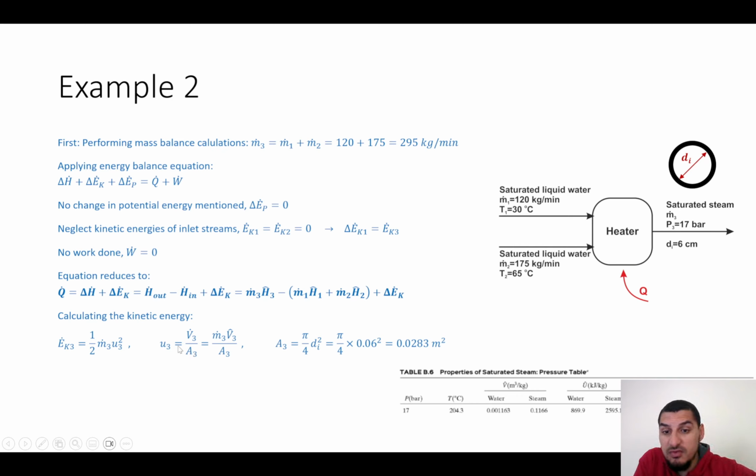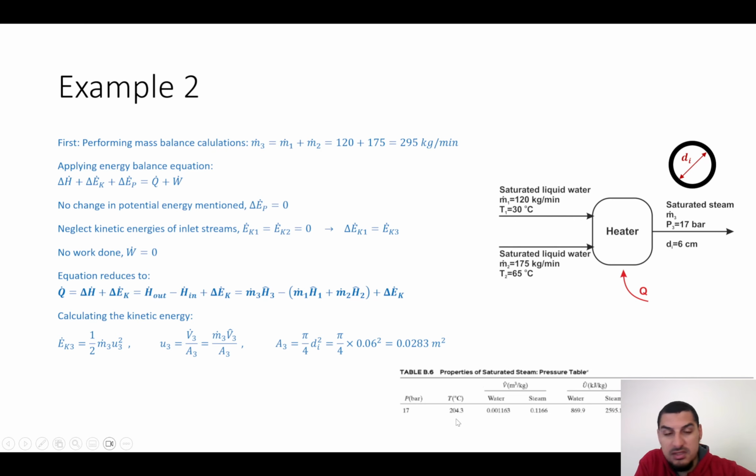So the volumetric flow rate, we don't know the volumetric flow rate, we know the mass flow rate. So we can say that the volumetric flow rate is the mass flow rate multiplied by the specific volume. This is kilogram per minute, and this is in kilojoules per kilogram. So the multiplication of these two will give us the volumetric flow rate. The specific volume is already available in the tables. We have the pressure of 17 bars.